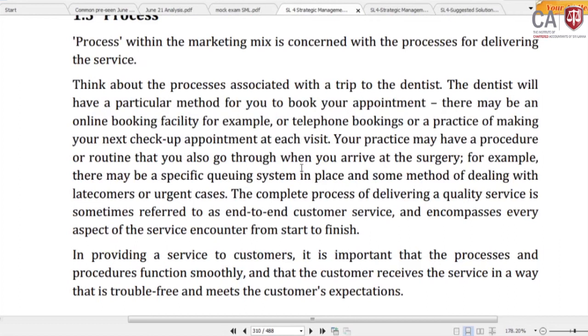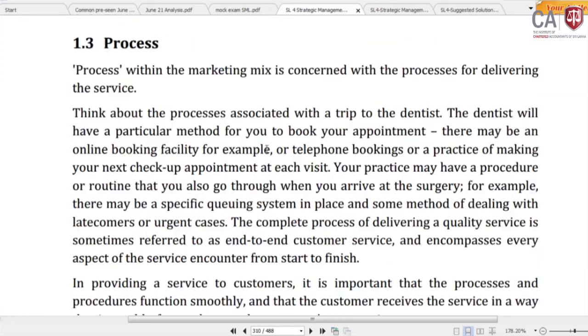Then processes. What are the processes involved here? For example, registration processes should be very easy. Online registration, for example, should not be a cumbersome process for students. Then I would say tutorial processes, tutorial downloading will be much easier for students to download.